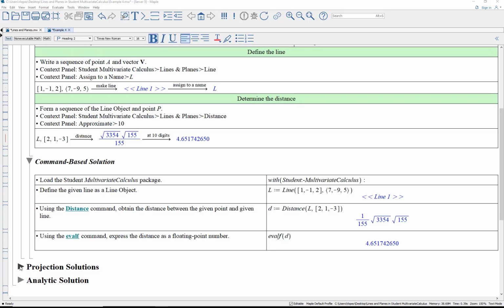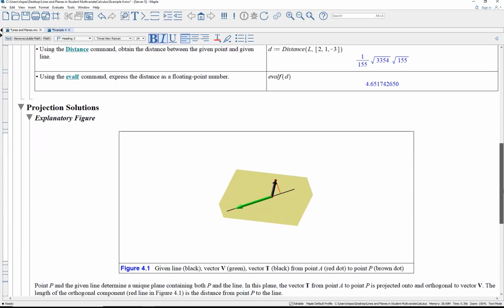The traditional solutions to these kinds of problems rely on projection, and it really helps to have a figure if you're going to talk about projection. So in this figure, we have the line that's drawn in black. The point A, the fixed point on the line, is this red dot. This is the direction vector of the line. This point up here is the point P whose distance you want to measure.